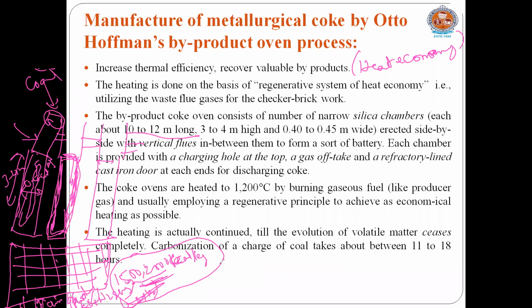It takes approximately 11 to 18 hours. Carbonization takes place at 1200 degrees centigrade temperature. After heating 12 to 18 hours, we stop the heating and remove the coke from the coke chambers and we quench it. Quenching means reduce the heat from red hot coke to the normal by spraying water, that is called as wet quenching, or by passing dry air over the red hot coke, that is called as dry quenching. So depending upon our requirement, we do either dry quenching or wet quenching.